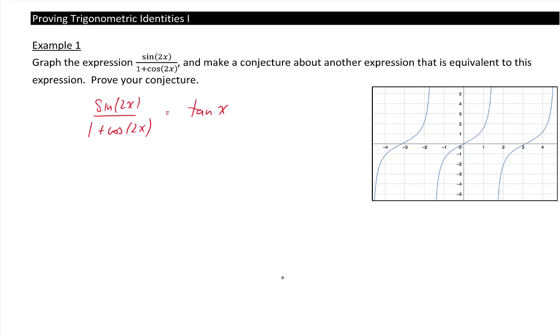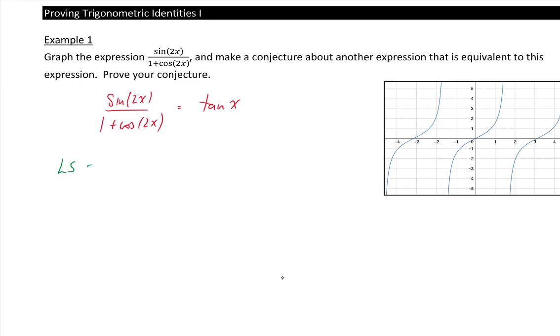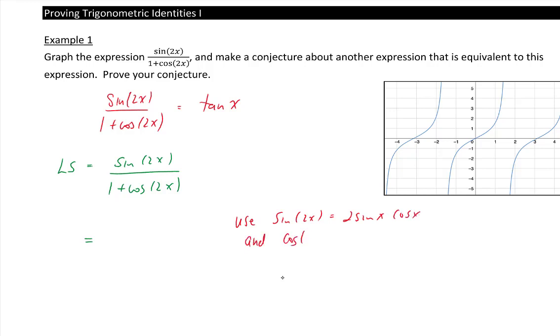So let's pick a side and prove the following identity. Let's say we choose the left side. If I'm going to start with the left side, I'm going to use my double angle formulas. I'm going to use the fact that sine of 2x is equal to 2 sine x cos x, and I'm going to use cosine 2x, and you can pick any of them. I'm going to pick, let's say, the first one, cos squared x minus sine squared x. And let's see what happens.